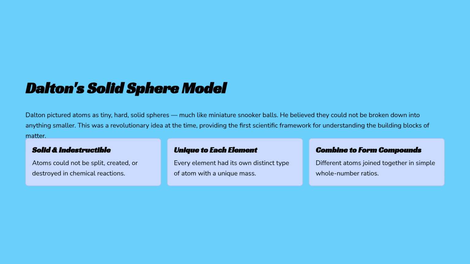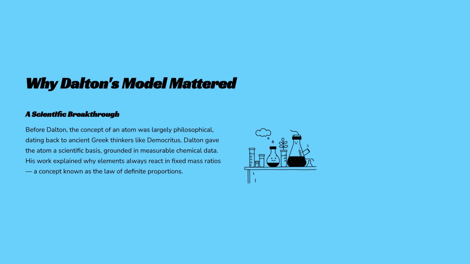Dalton's model depicted atoms as hard, solid spheres, much like miniature billiard balls. He argued that these atoms were indestructible and could not be split, created, or destroyed during chemical reactions. Dalton's work was a significant scientific breakthrough. By moving the concept of the atom from philosophical speculation to a framework based on measurable chemical data, he provided an explanation for the law of definite proportions.